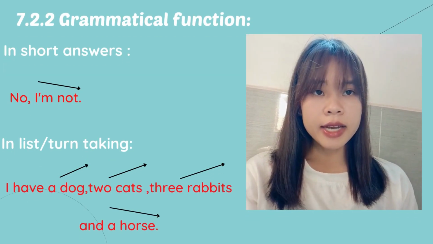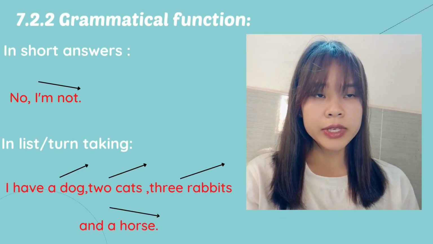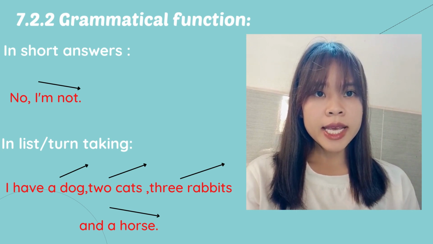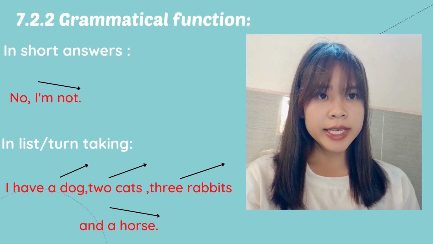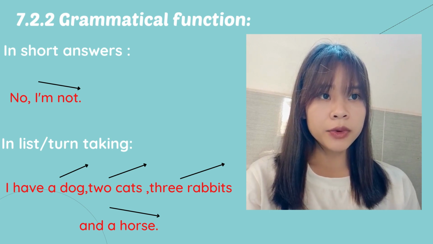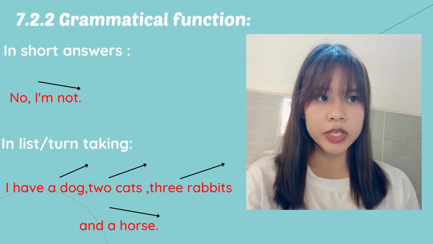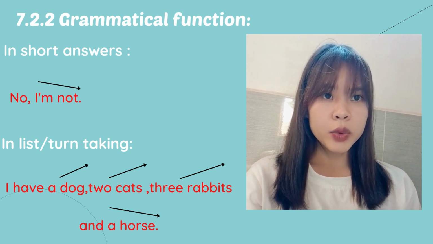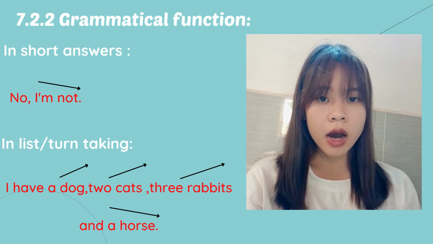In short answers, the intonation falls. No, I'm not. Finally, intonation often rises with a list of information but falls at the end of the sentence. I have a dog, two cats, three rabbits, and a horse.